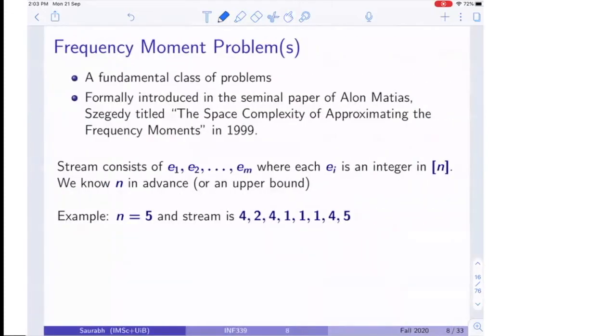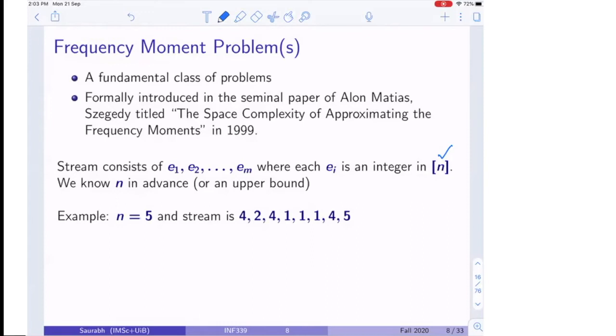And as always, now the settings will change slightly. The setting is that the stream consists of e1 to en, where each ei is an integer in 1 to n, and we know n in advance or an upper bound. For example, here n is 5 and the stream is like 4, 2, 4, 1, 1, 1, 4, 5, and so on and so forth. So we know our domain. This is very relevant, and very soon we will see where these kinds of things occur naturally. But even for example strings or characters or DNA mapping, we know that they are from a very small range. But what is more important is that the same item or element occurs several times.